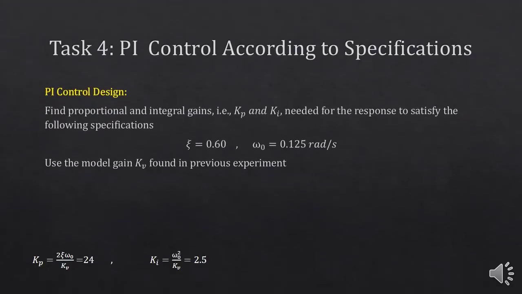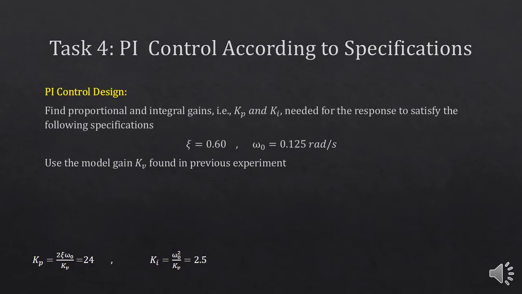In task number 4, you have to design a PI controller. You are given this zeta and omega naught value, and you have to find the Kp and Ki. So from the formula you can see here, you also need the value of Kv. This Kv is basically the HVAC model gain. You have already found this value in the last experiment. Use this value and find the values of Kp and Ki.